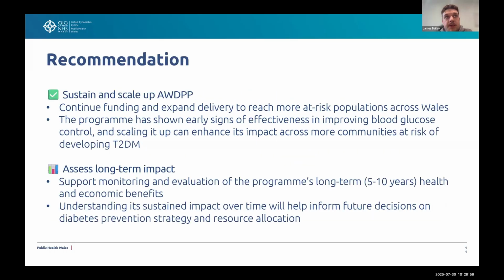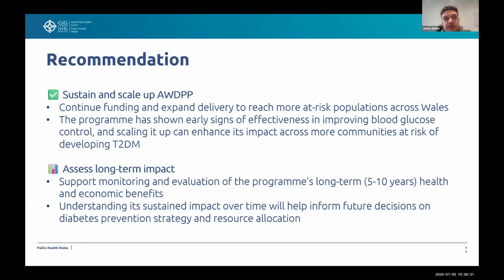From this, we have sent a recommendation to Welsh Government that the AWDPP continue to be funded and expanded throughout Wales. At the time of this study, we looked at the first year of delivery, and although all health boards were receiving the intervention, not all primary care clusters were, so we suggest that further primary care clusters receive funding. What we also think is important is that we assess the long-term impact.